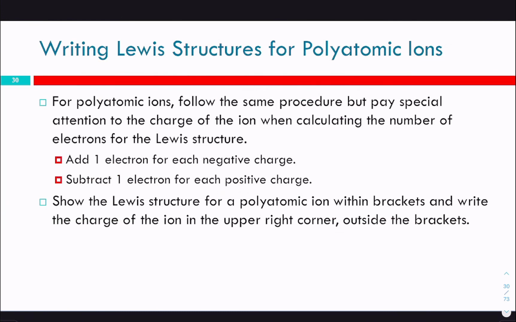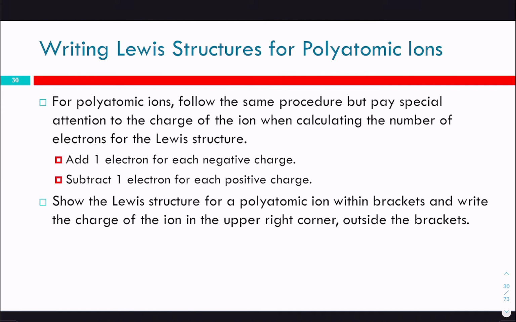6:05. All right, so for polyatomic ions, like I mentioned nitrate earlier, we follow the same procedure but pay special attention to the charge of the ion when calculating the number of electrons for the Lewis structure. For each negative charge, we add 1 electron, and for each positive charge, we subtract 1 electron from our total pool of electrons.